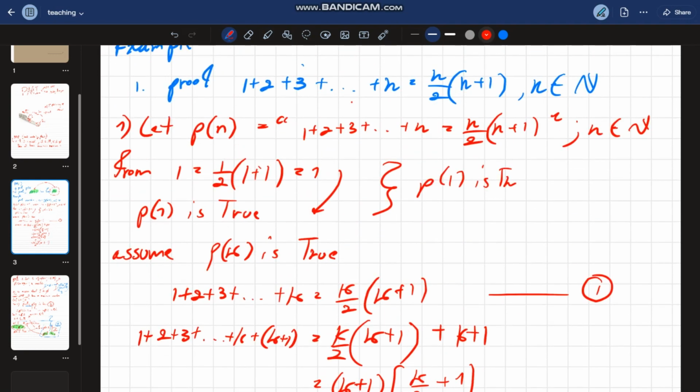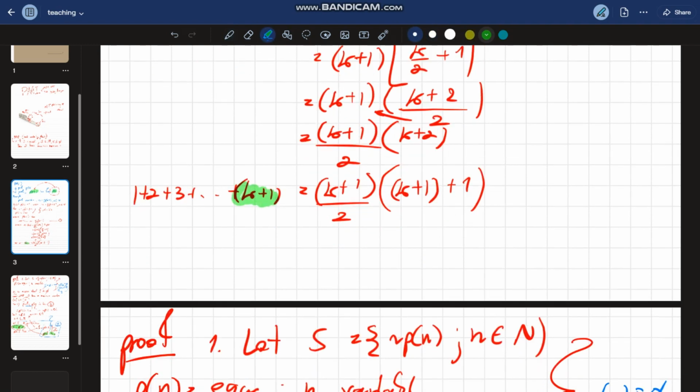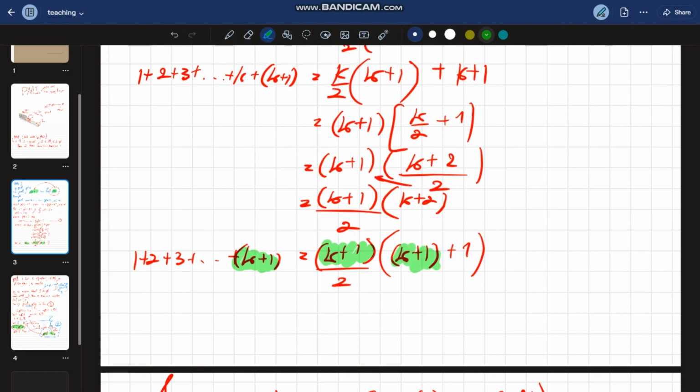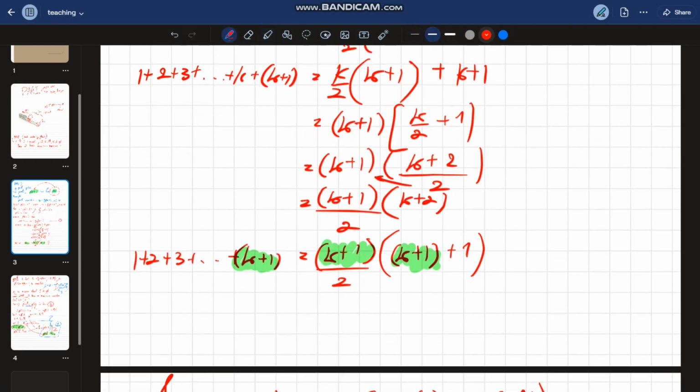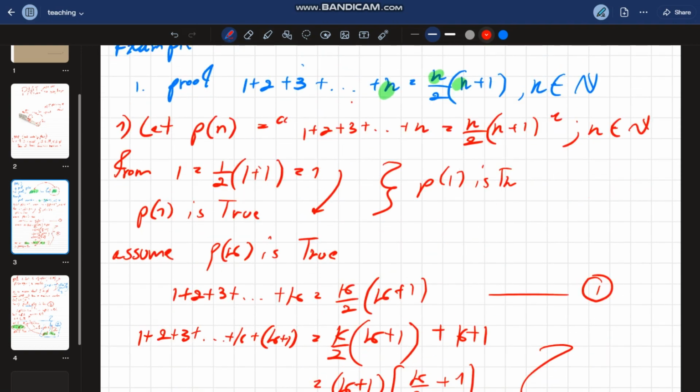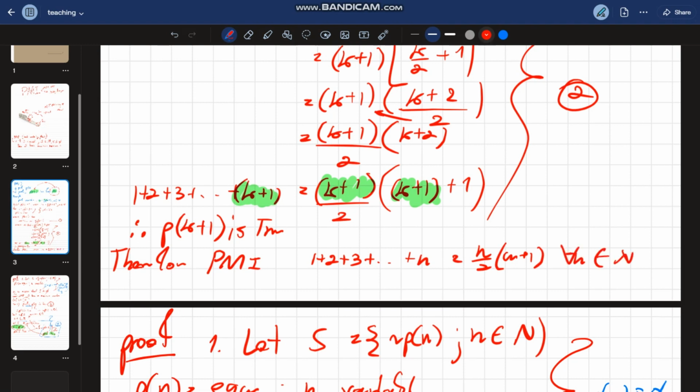If you look at this form and compare it with the form for n, you will see k plus 1 in each place. What does that mean? That means Pk plus 1 is true. We have two conditions, the two parts. Since we can prove these two parts, by PMI we can prove that 1 plus 2 plus 3 plus up to n equals n divided by 2 times n plus 1 for all n in N.